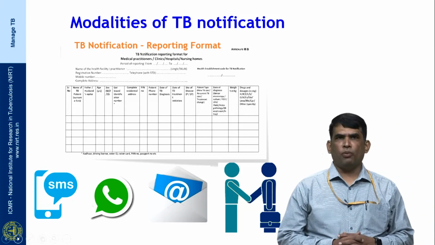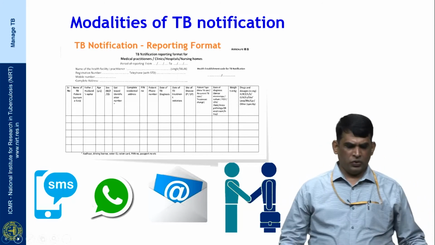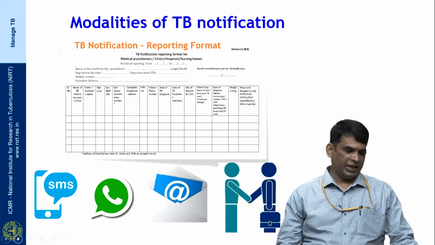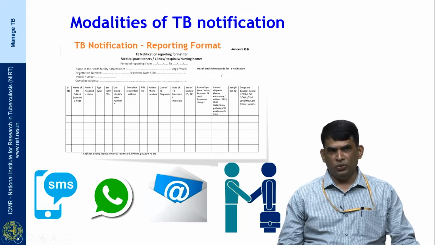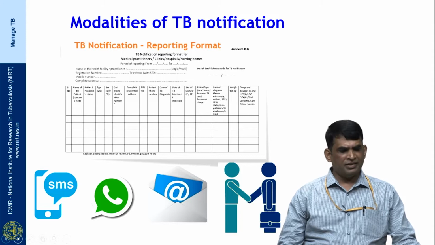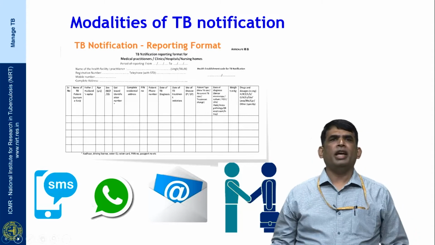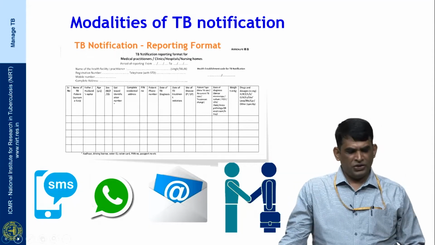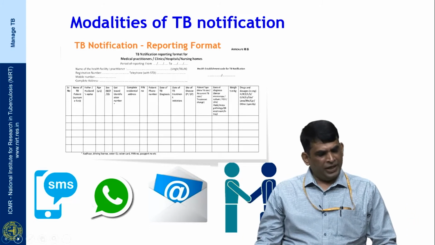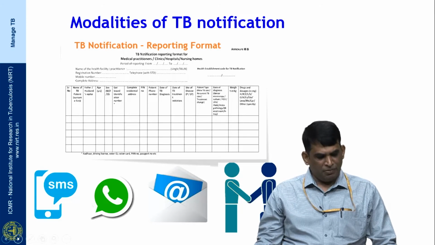Then what are the different modalities for TB notification? TB notification is as simple as it can be. It can be through SMS, WhatsApp, email, or through one-to-one contact. Here the details are most important: the patient's name, age, sex, the complete address, and the patient's mobile number. Nowadays the patient's mobile number is very crucial. Also the date of diagnosis, date of treatment initiation, and site of the disease, whether it is pulmonary or extrapulmonary.